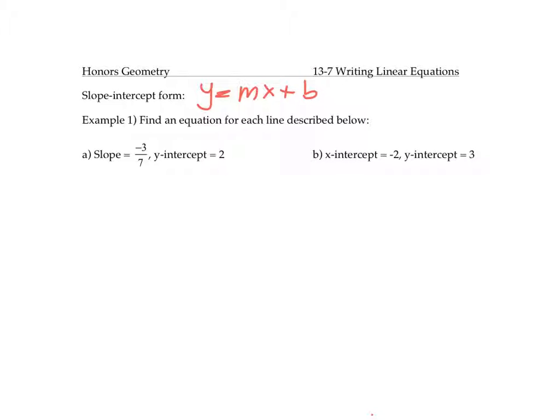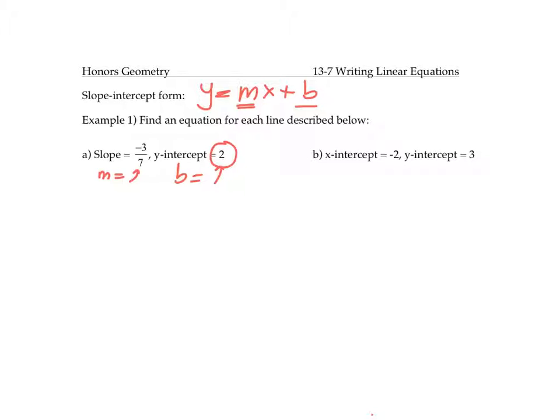In our first example, it says find an equation for each line described below. In part A, our slope, which is m, is equal to -3/7, and our y-intercept, which is our b value, is equal to 2. This is the easiest type of equation to write. We just plug in -3/7 in place of m in slope-intercept form, and plug in the +2 for b.